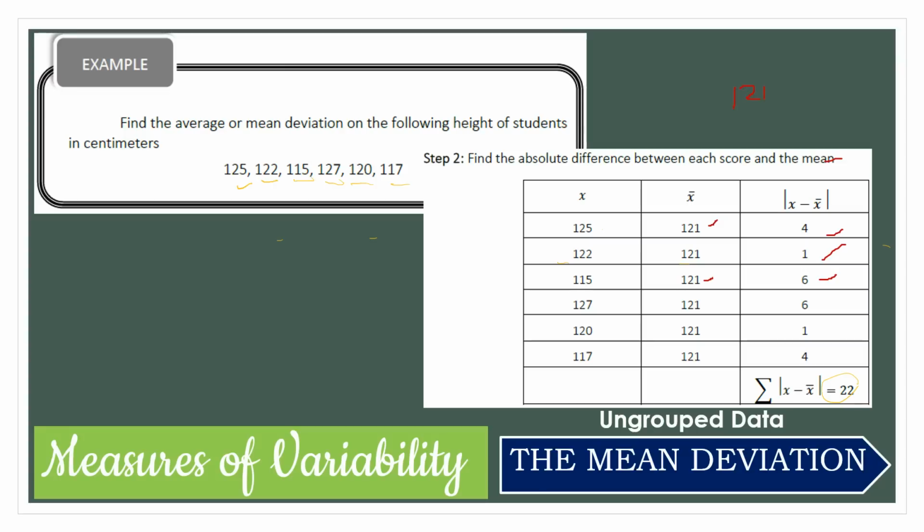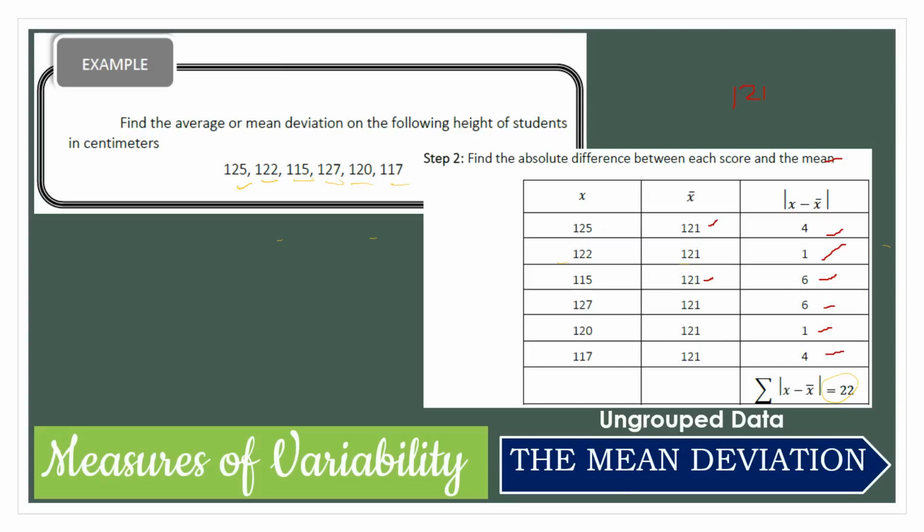127 minus 121 is 6. 120 minus 121 is supposed to be negative 1, but we will get the absolute value. That's why we have there positive 1. 117 minus 121 is negative 4. Its absolute value is positive 4.